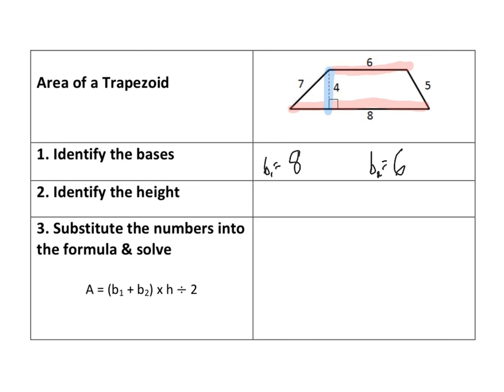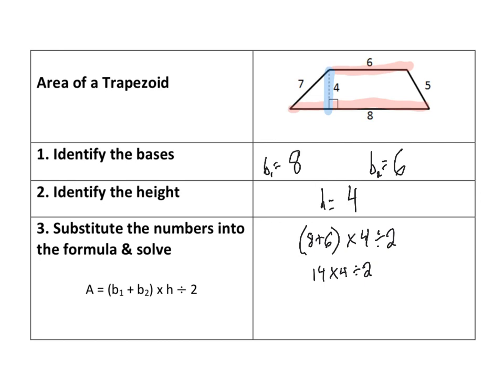Now we have to identify the height. The height would be 4. And go ahead and put h equals. Now we need to substitute the numbers into the formula and solve. So we have base 1, which is 8, plus base 2, which is 6, times our height of 4, and then we divide by 2. So first off, we have to do 8 plus 6, and that is 14, times 4, and then divide by 2.